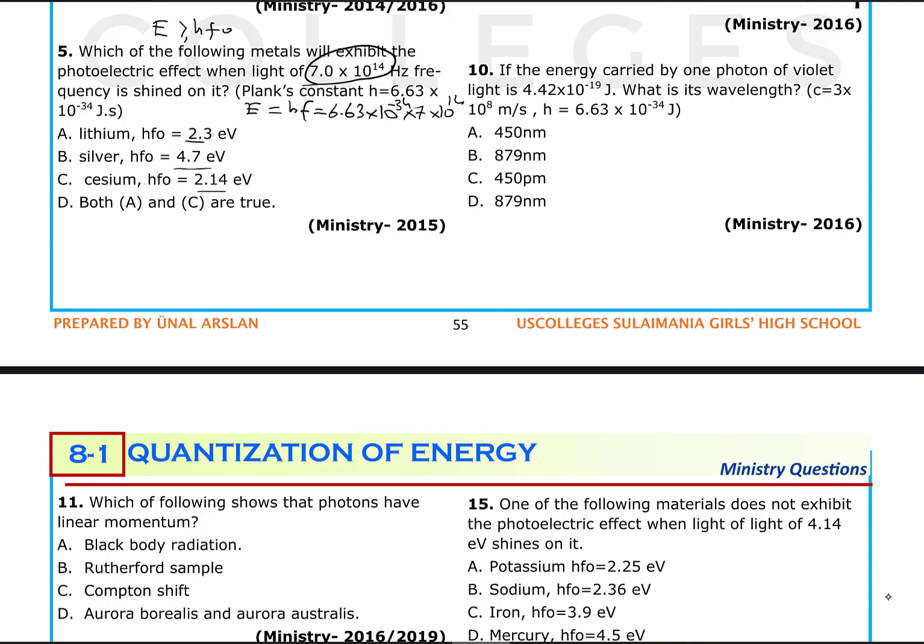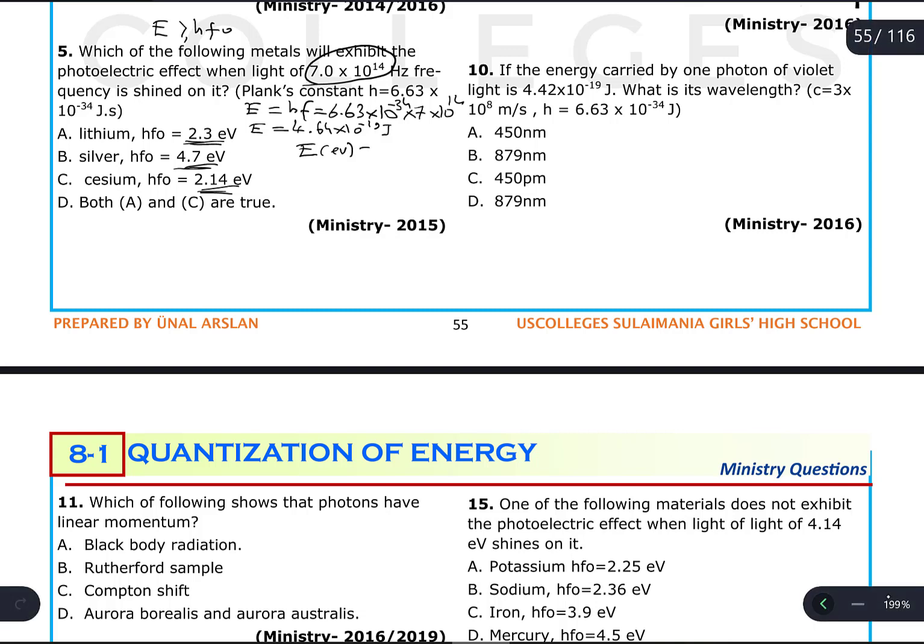6.63 times 10 to the power of negative 34 times 7 times 10 to the power of 14. Result is the energy of the photon is 4.64 times 10 to the power of negative 19 joule. But when you check the choices, energy is not given in terms of joule. You will see it's given in terms of electron volt. So that's why you have to first convert this joule into electron volt.